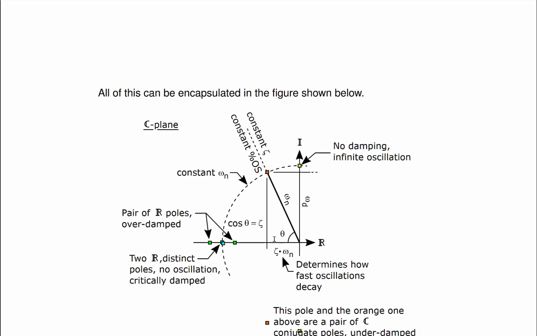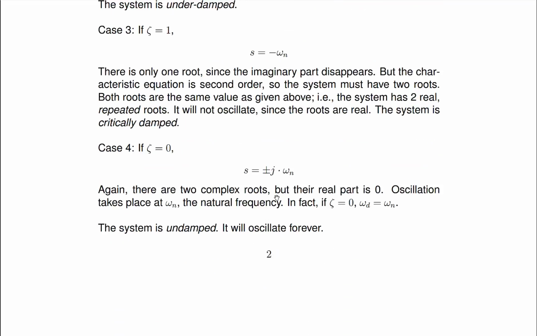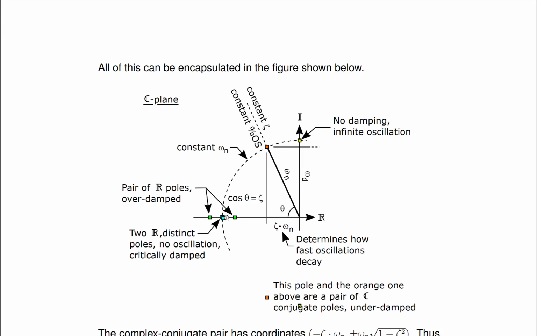Okay, now case 3 was the case of zeta equal 1, and so s is equal to minus omega n, and that is shown with these turquoise roots here. These are really on top of each other, but I've shown them staggered so that you can see that they're real, but there are 2 of them there. They're repeated. So we have no oscillation there, but we call this the critically damped case. This is a borderline case, and we'll see that very distinctly when we study the root locus.